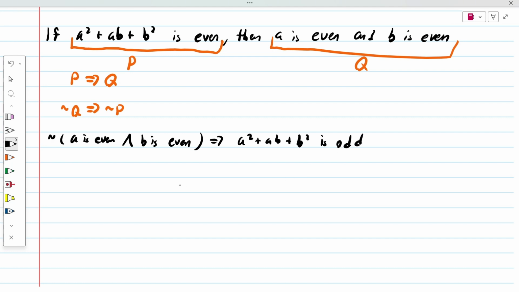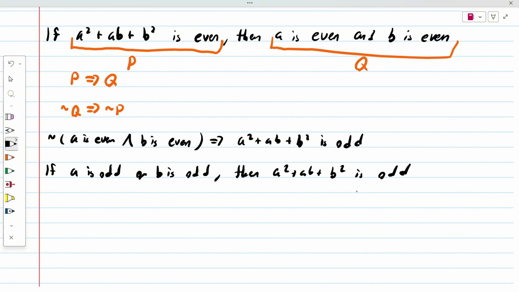Okay, and so what is not (a even and b even)? When we distribute this not in, this "and" becomes an "or." And we get that if a is odd or b is odd, then this a squared plus ab plus b squared is odd. And so proving this statement will prove the original statement.